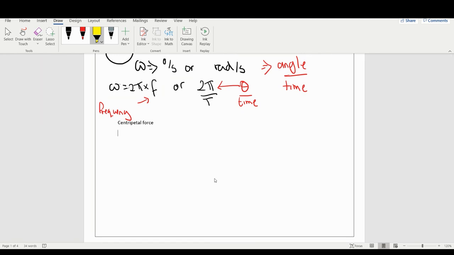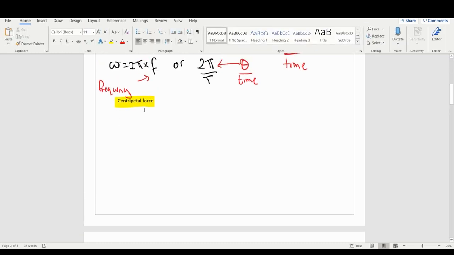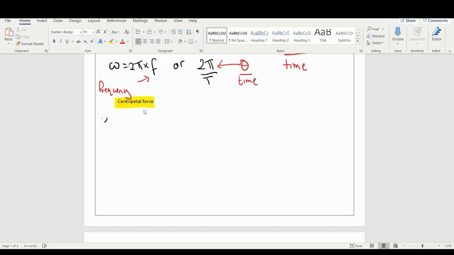Now, the last thing, the terminology you need to know is the centripetal force. There's a couple of things you need to know about that. I'm just going to move the thing down here. There's a couple of things you need to know about centripetal force. It always acts to the center of the circle.